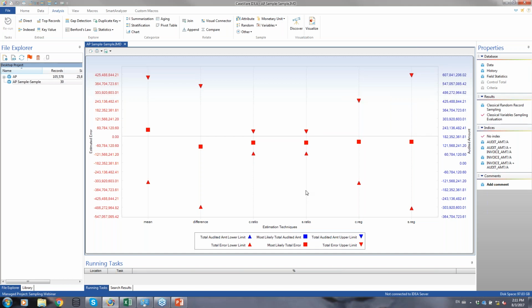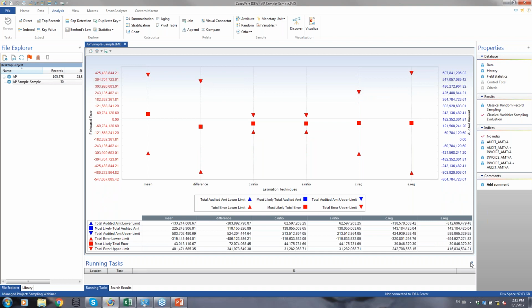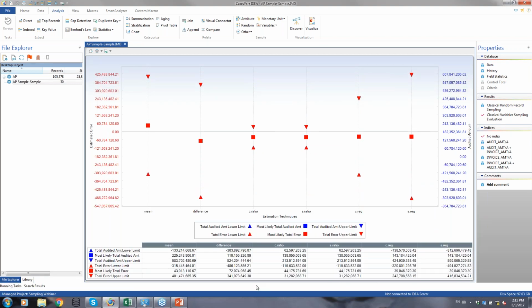And this will give us now something with that ratio estimator. That's what we call that in classical variable sampling. We call that the ratio estimator, where we take the ratio of the error found in the sample and apply it to the population, just like you saw me do in Excel. Now, if I can come here in IDEA and click on the data grid, we could see where our most likely audited amount for the ratio estimator was at 138 million and change that we saw in the Excel file.